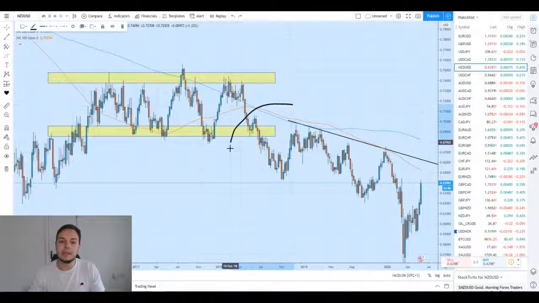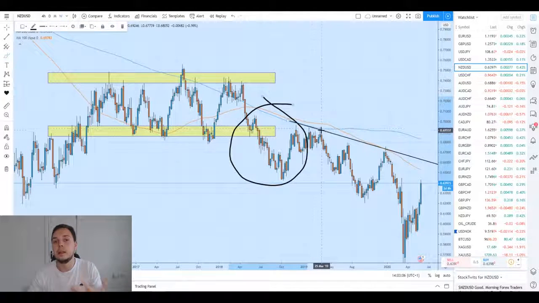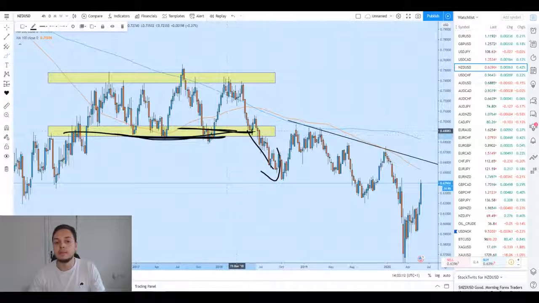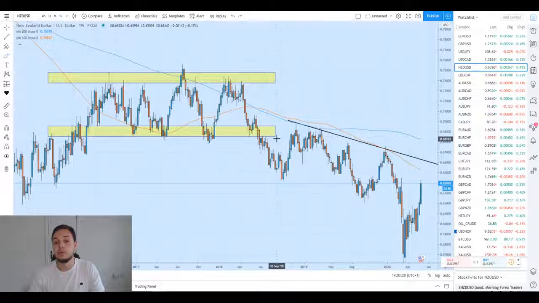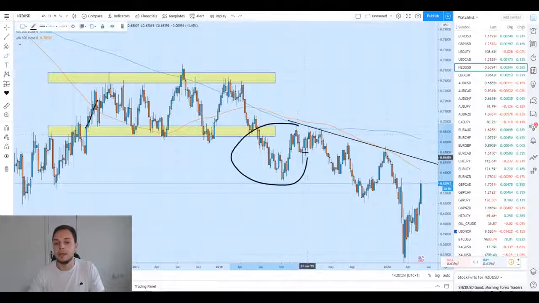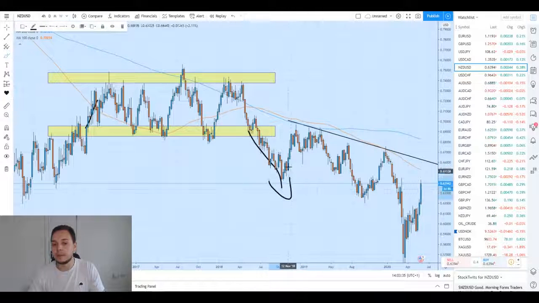So what happened in this area over here? Let me explain. It broke out towards the downside, breaking this weekly support which was respected for a few years. 2016 to 2018, it was respected multiple times throughout, and you could have made a ton of money by just using support and resistance over here. But this is not the topic. So what happened here? It broke out towards the downside, right?